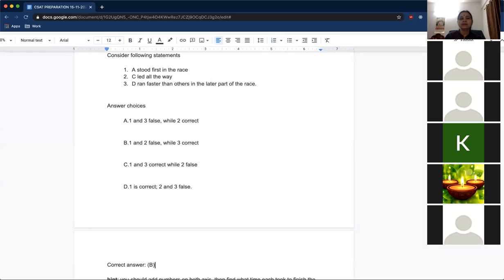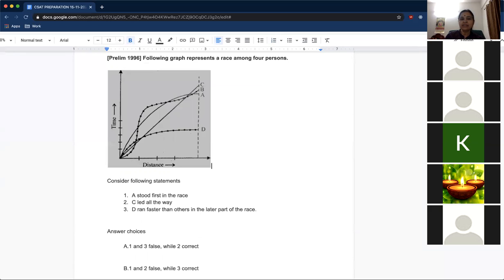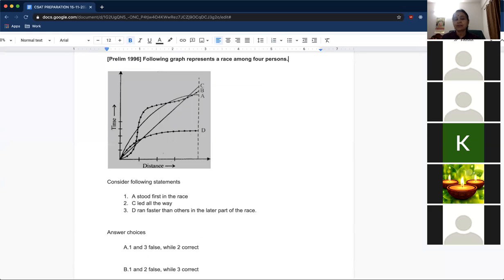2 is correct. Option A, ma'am? Option B: 1 and 3 are false. 3 means D is the one who reached fast, no? So option B is correct. Option C: 1 and 2 are false, 3 is correct. C led the way means C was leading throughout. Throughout means by the end also he should lead, no? Right?